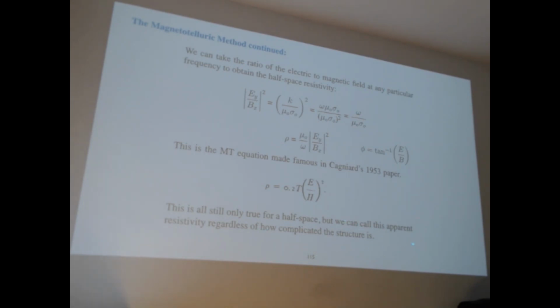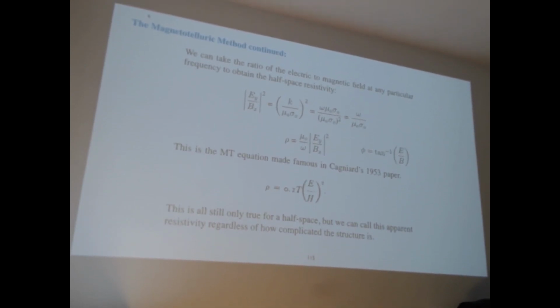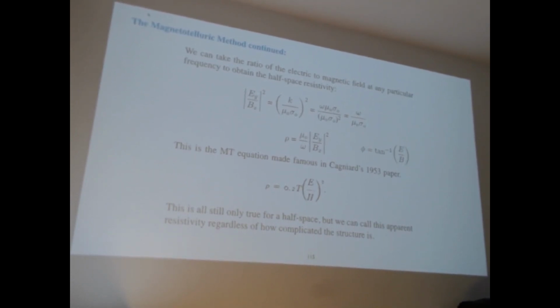So this is still only true for a half space, but we can compute this resistivity anyway and call it an apparent resistivity, the resistivity the Earth appears to have. And it's useful because if you work in apparent resistivity, you don't have to worry about just how big the magnetic field was when you made the measurement. Because if you work in fields, you have to worry about whether you're making the measurement during a storm or not.